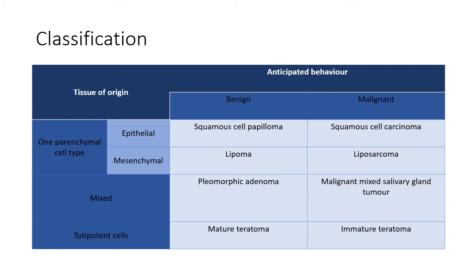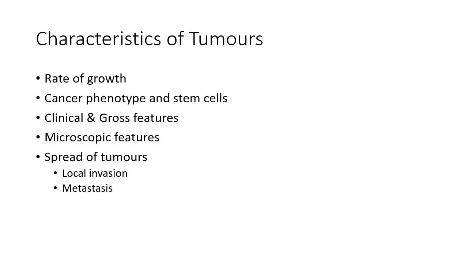A neat table with more examples is there in our Harshmogan textbook. You can refer to it for more examples. Now moving on to the next topic, that is characteristics of tumors. We will see the important characteristics of tumors and the differences between two major categories of tumors, that is benign and malignant, with respect to these characteristics in this section.